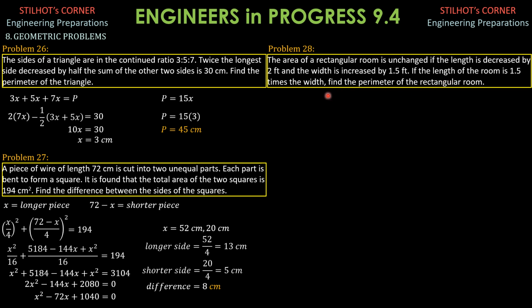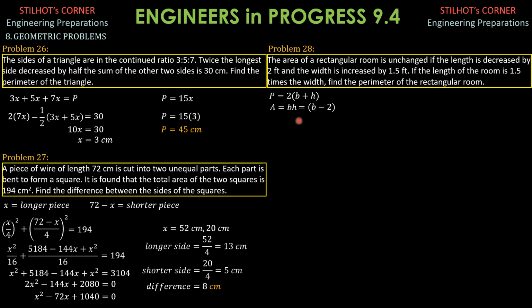But before that, the area remains unchanged, base times height. And it is also quantity b minus 2 times h plus 1.5 equals bh. So perimeter is 2 times b plus h. That's our working equation for finding the perimeter. Area is bh. Area is unchanged if the length is decreased by 2 and the width increased by 1.5.